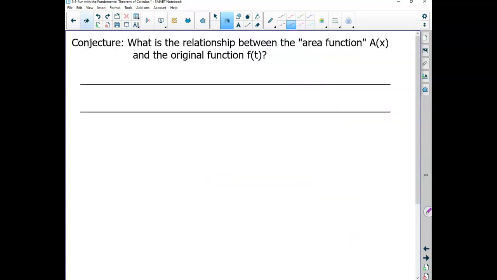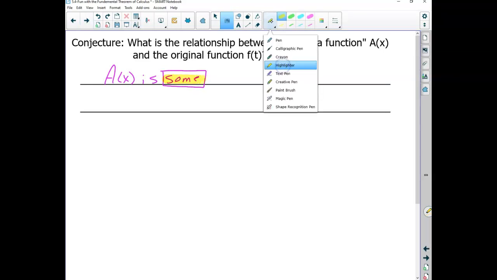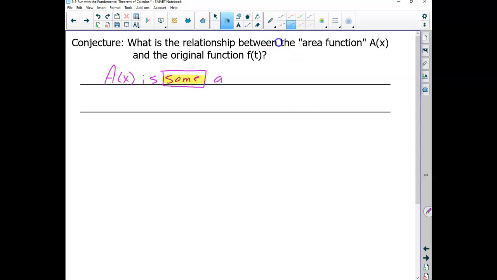So we're just going to make a conjecture. And the conjecture is, what is the relationship between the area function a of x and the original function f of t? Well, we know a of x is some antiderivative of f, and I'm going to box that out and highlight it.